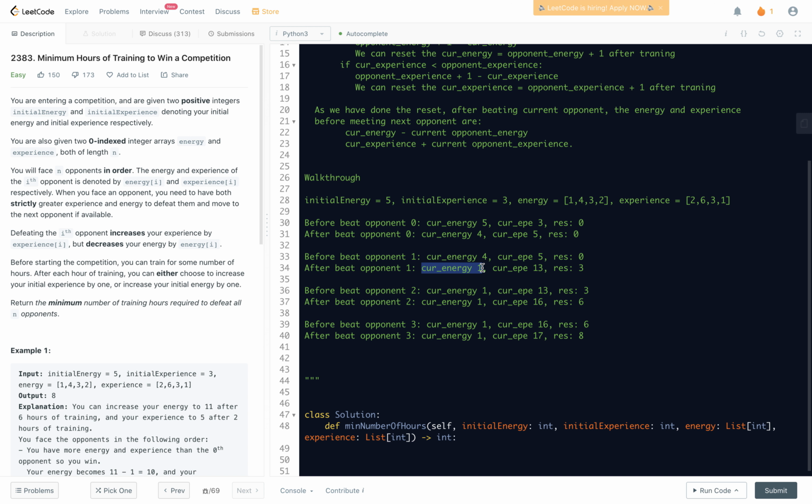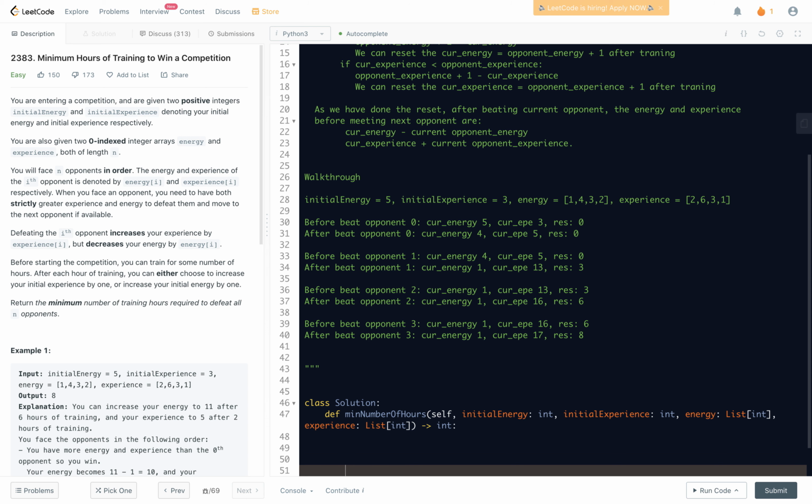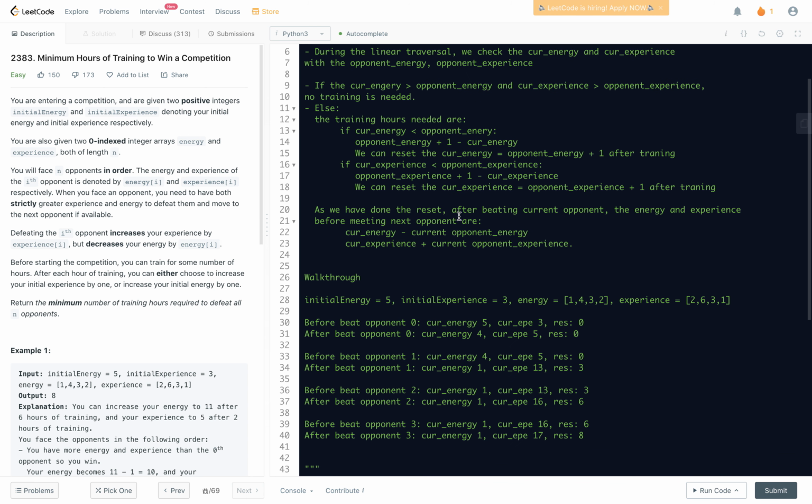After we beat this current opponent, the energy will be 1, because we increase that to make it just 1 larger than the opponent energy. And the experience after training is 7. And then after we beat this opponent with experience 6, we get 7 plus 6, that is 13. That's the current experience level. So that's this line here. So you can continue in this fashion to get 8 at the end.